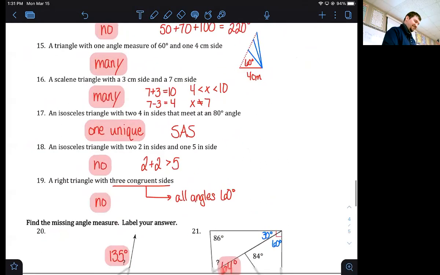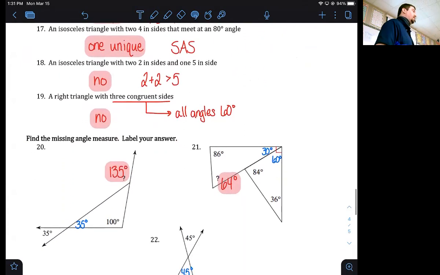Okay, number 19, a right triangle with 3 congruent sides. We just said on the front side of the paper that triangle doesn't exist. You can't have an equilateral triangle that has 3 right angles and 3 sides the same. You can't have 3 right angles. If all 3 sides are congruent and it's equilateral, all the angles would be 60 degrees, not 90.